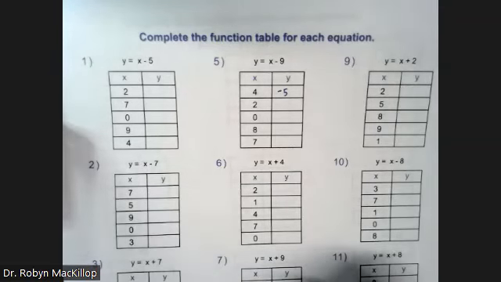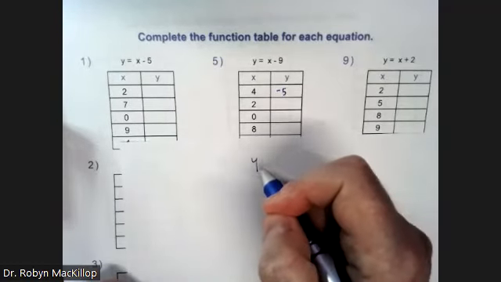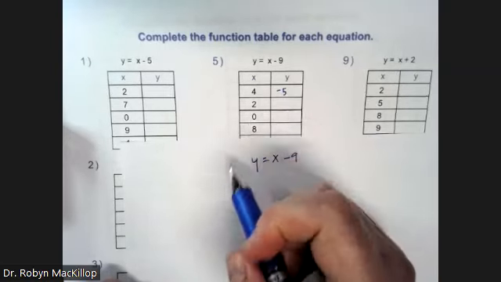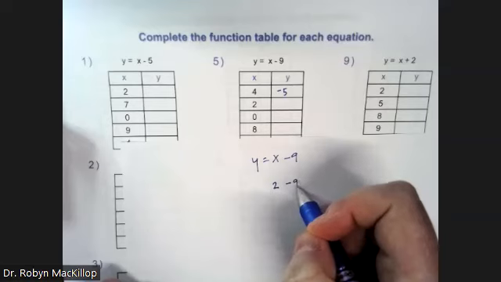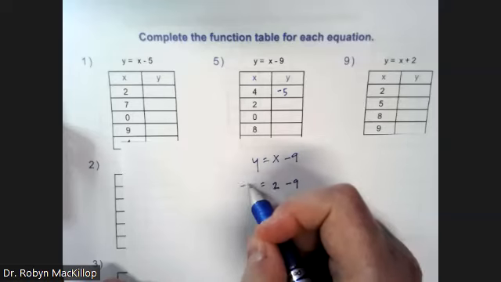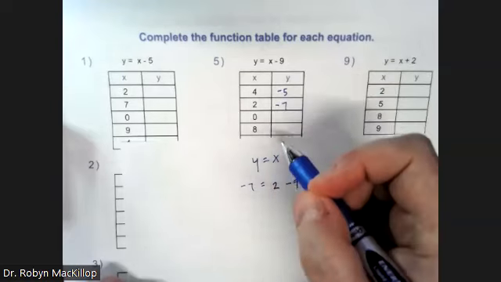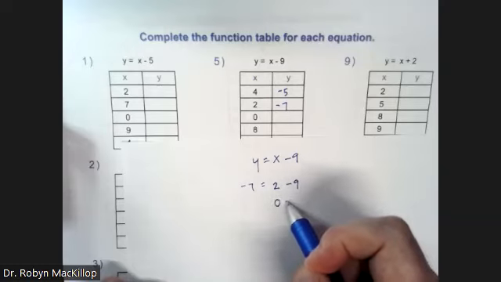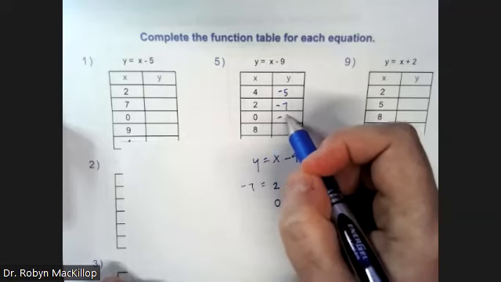When x is 2, so let me write that down. Y equals x minus 9. We're going to take that 2. When x is 2, minus 9, y is going to be negative 7, isn't it? So negative 7. When x is 0, minus 9, y is going to be negative 9.